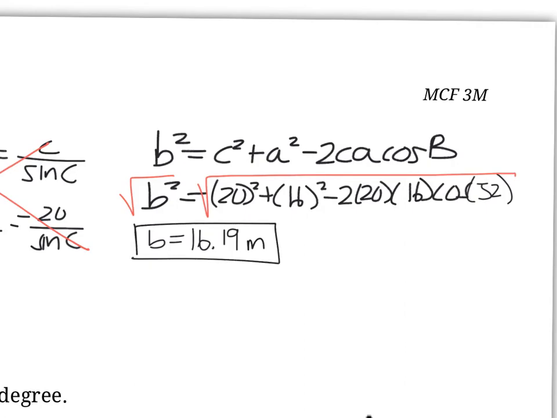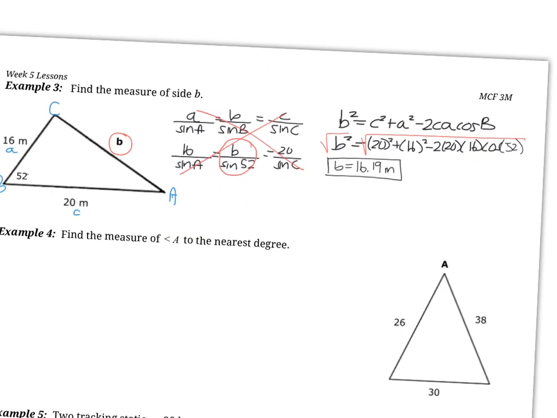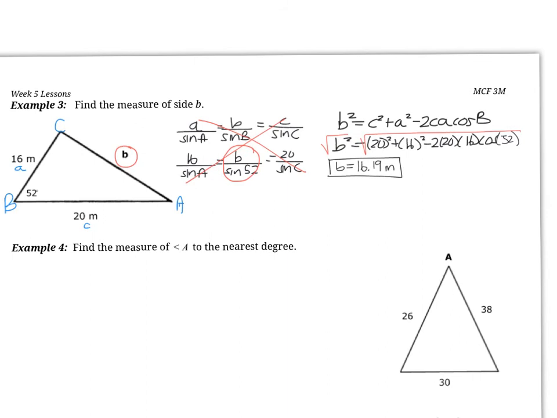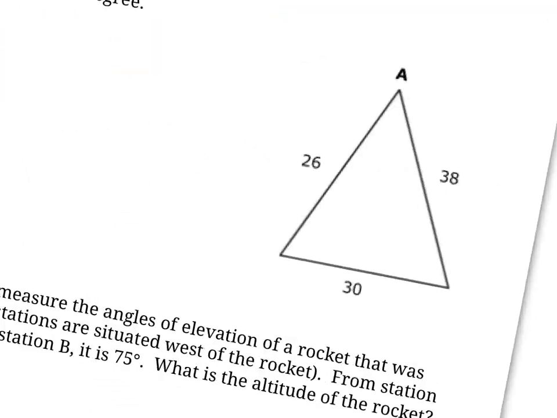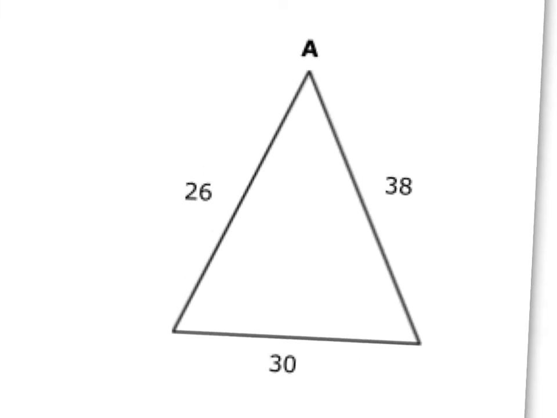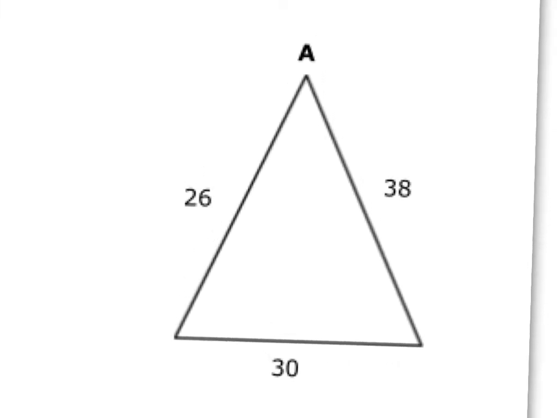So now we know how to know when we can't use sine law and we have to use cosine law. And we now also know how to find a side length using cosine law. So our last one is finding an angle using cosine law. So let's say I didn't tell you to use cosine law. How could you tell this is not a sine law question?